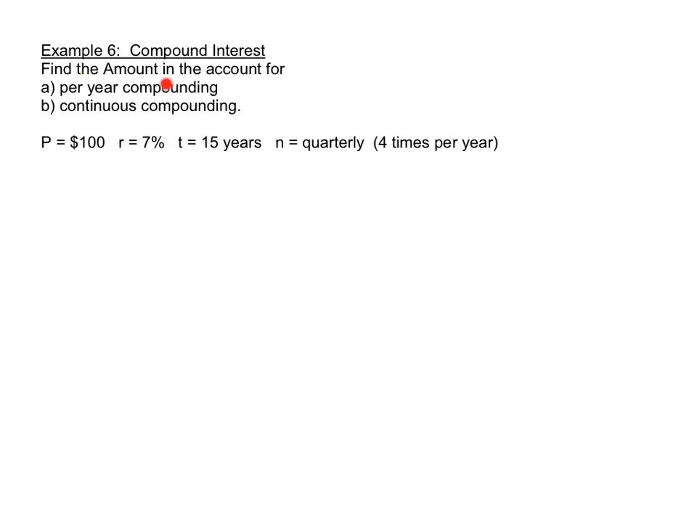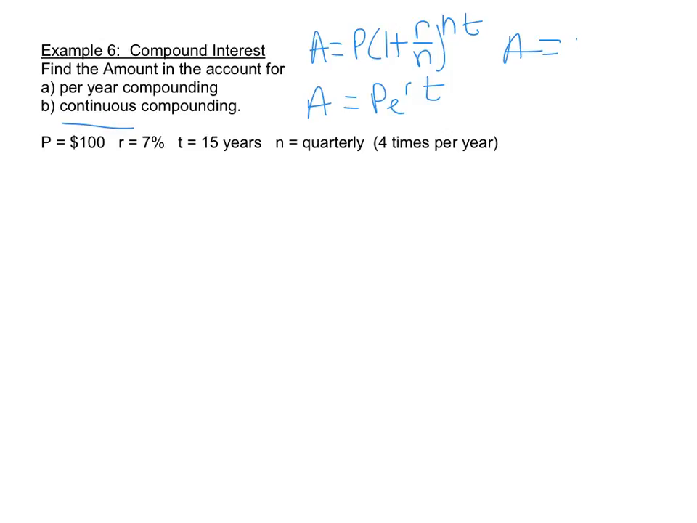Alright, so it says find the amount in the account for per year compounding and continuous compounding. Okay? So we have two equations to look at. There's this, and then there's this. When you see Pert, that's for the continuous part. When you see this one, you have to figure out n. n is the number of times per year. It says per year, so n is 1 here. So for this one, we're really just dealing with the original equation, 1 plus r to the t.